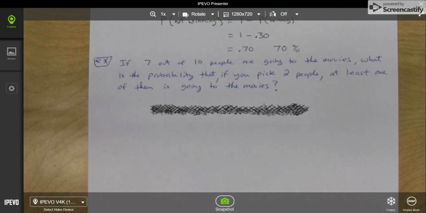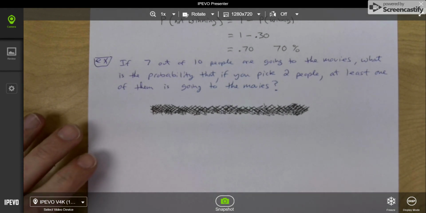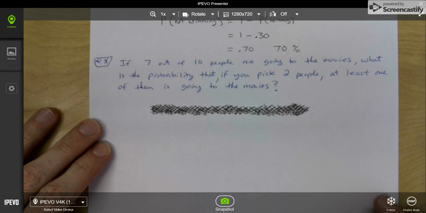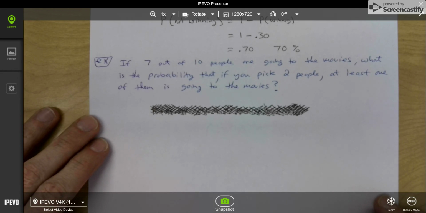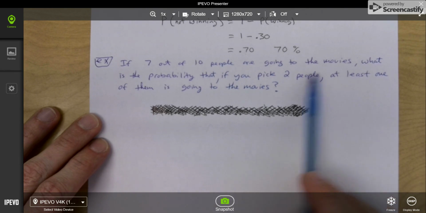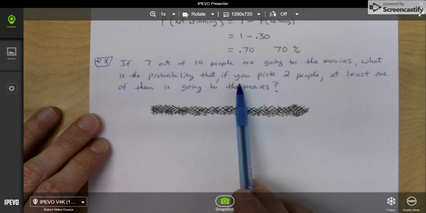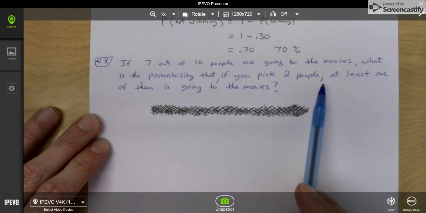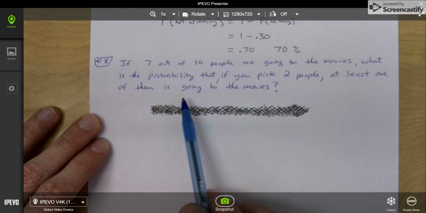Just want to finish up this video. Looking at this last example here, it is dealing with finding the complement and then the probability of that complement and using that to find the answer to this question. So let's read this here. It says, if 7 out of 10 people are going to the movies, what is the probability that if you pick 2 people, at least one of them is going to the movies?